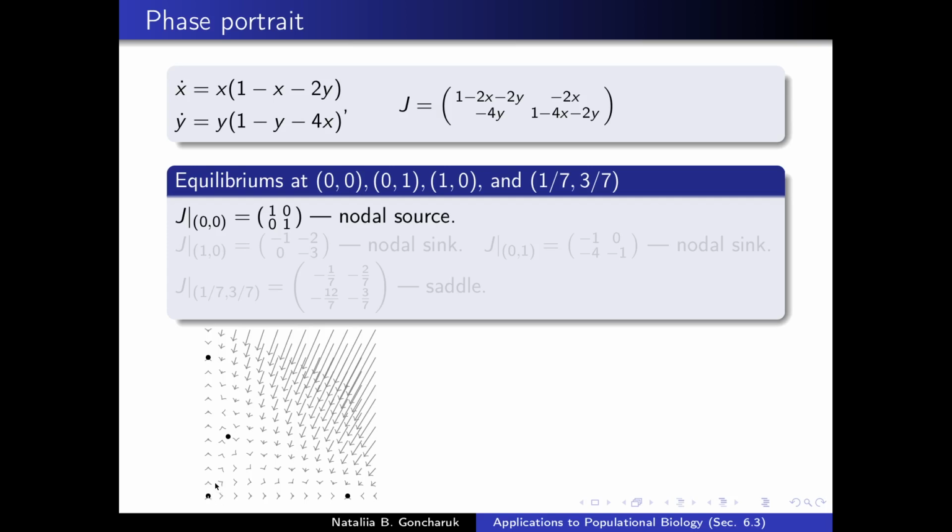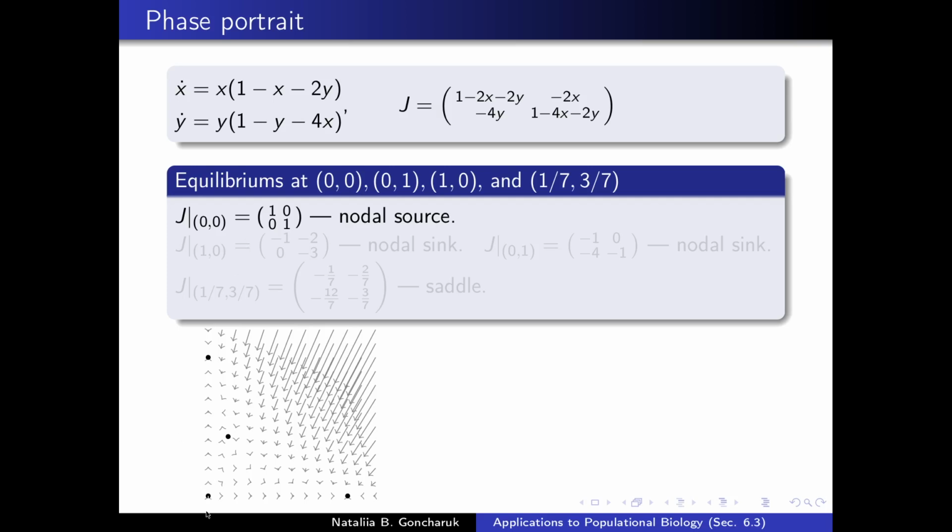Theoretically, it could be a spiral source, because eigenvalues are equal here. But there is no space for a spiral in here, because the vectors are horizontal on this line and vertical on this line. There will be no spiral, there will be just a nonlinear node here.